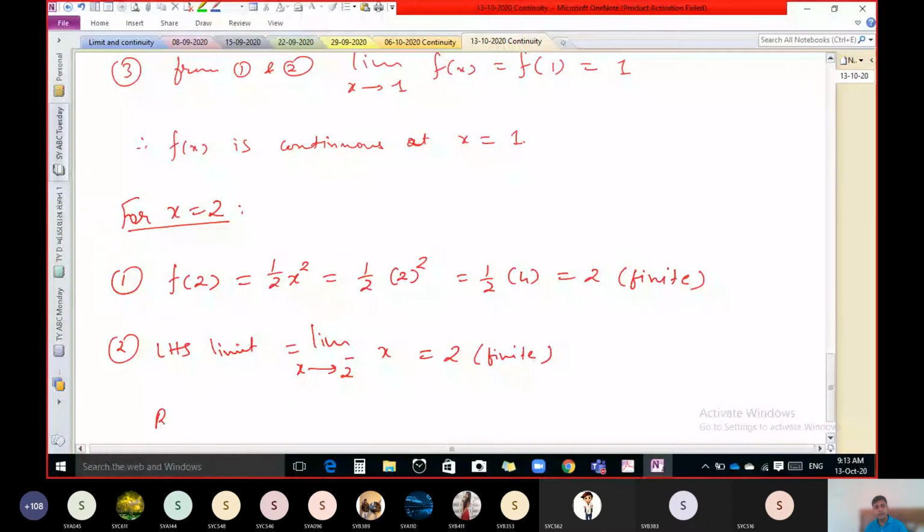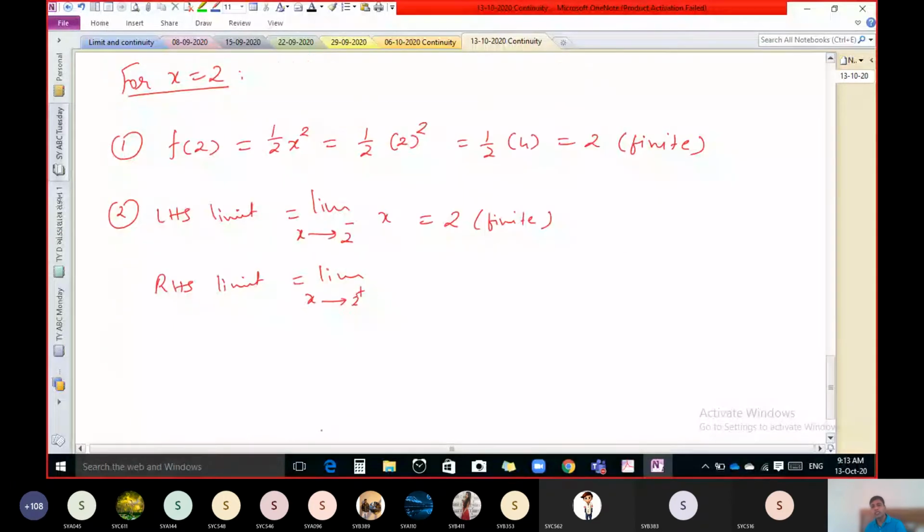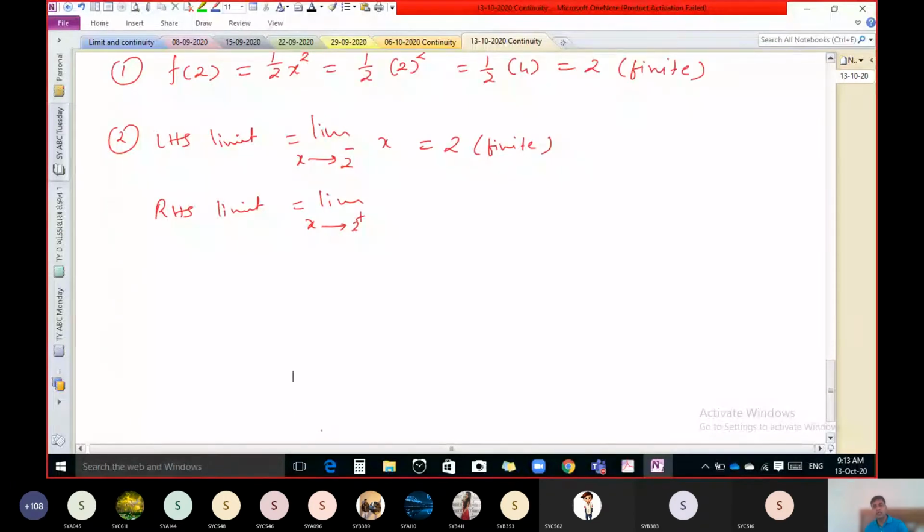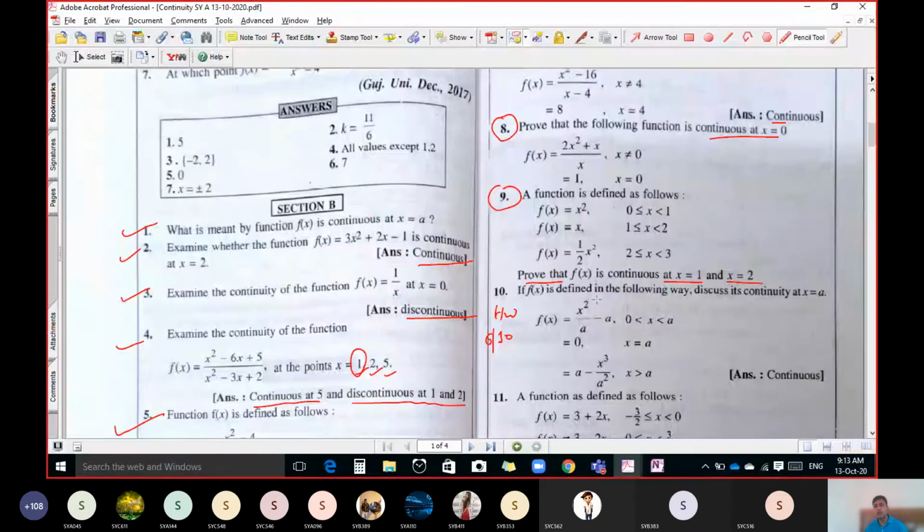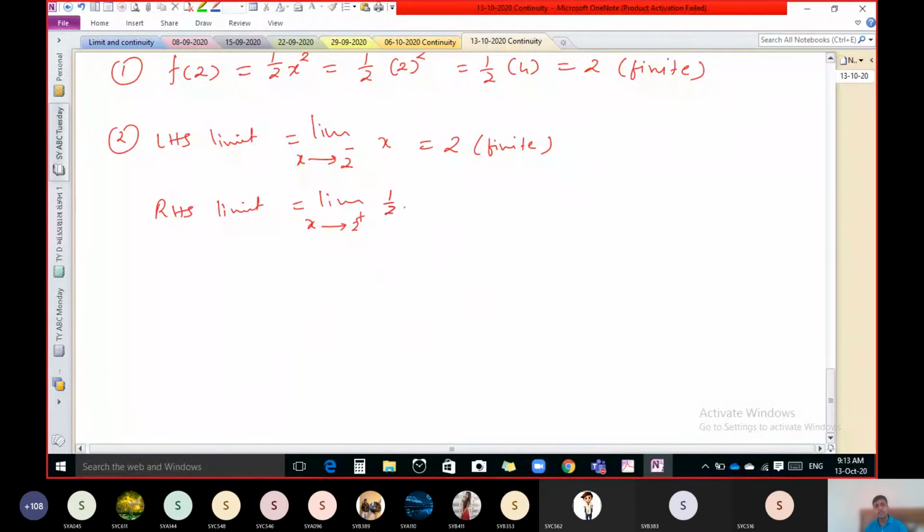And right hand side limit, which is x tends to 2 plus. 2 plus means more than 2, like 2.001. Which one is the function? Third one, 1 by 2 x square. And now put x equal to 2. So this is also finite and the values of these two are the same. So we can say that left hand side limit equal to right hand side limit. Therefore limit x tends to 2, f of x equal to 2.